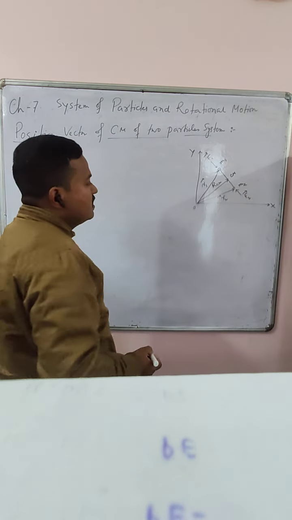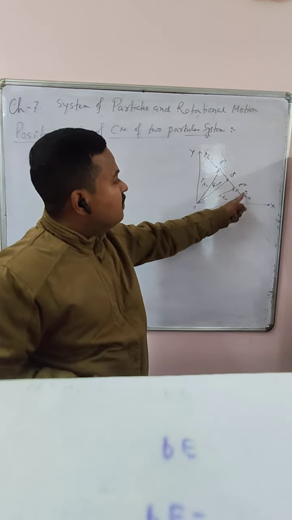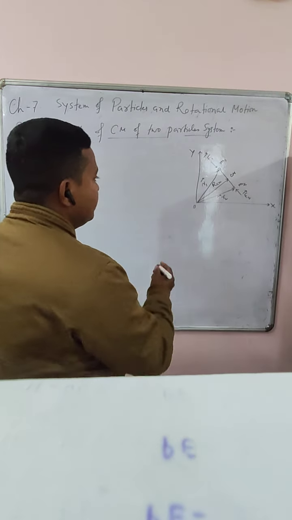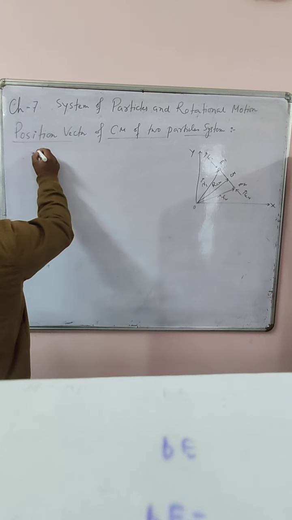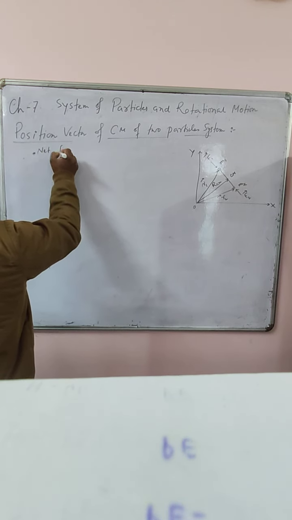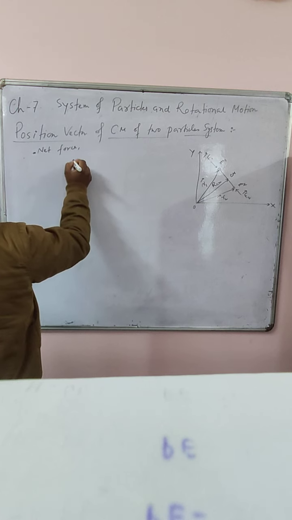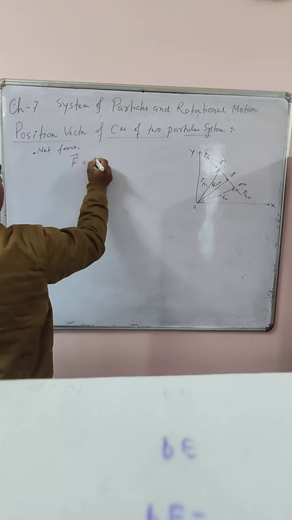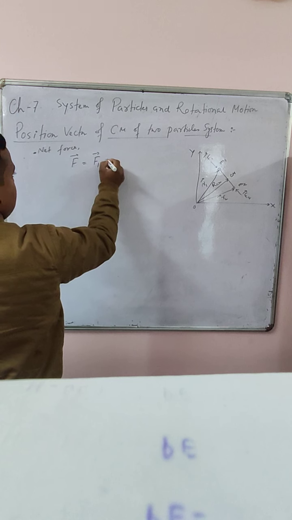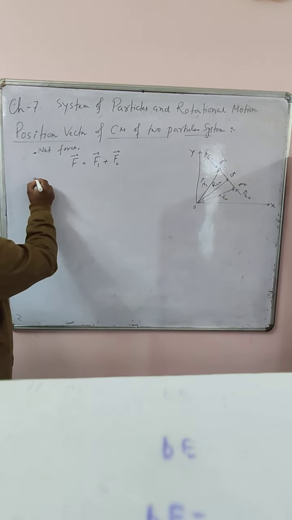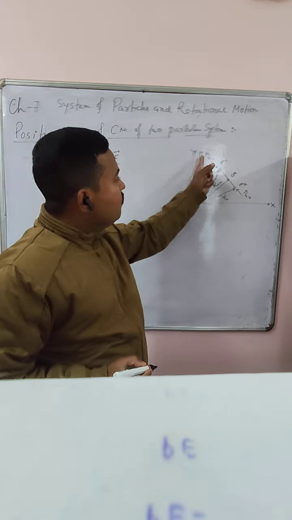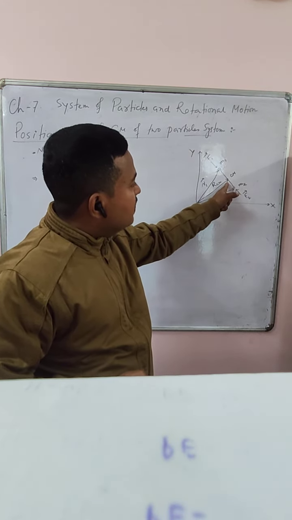Okay, that means the system is under external forces F1 and F2. Now you have to find out the position vector of center of mass RCM. So what do we do? Here the net force on the system, that F, is equal to what? F1 plus F2.